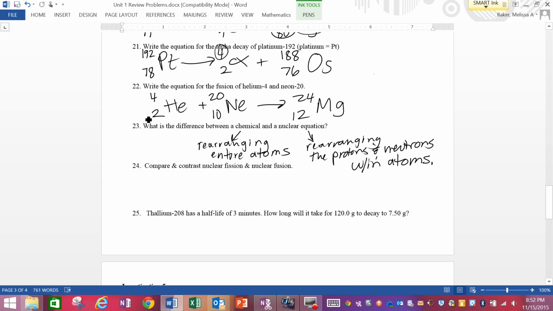How about fission versus fusion? Fission is when an atom is split. Fusion is when 2 small nuclei come together and make a larger nuclei. I should really draw this one. I'm going to redraw this one.